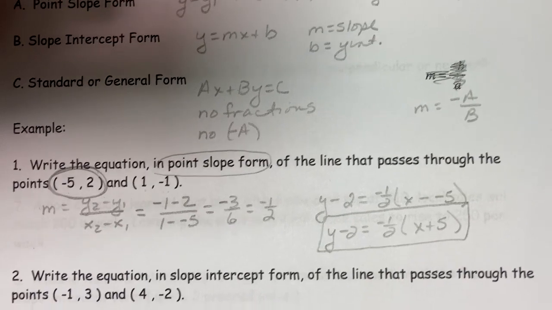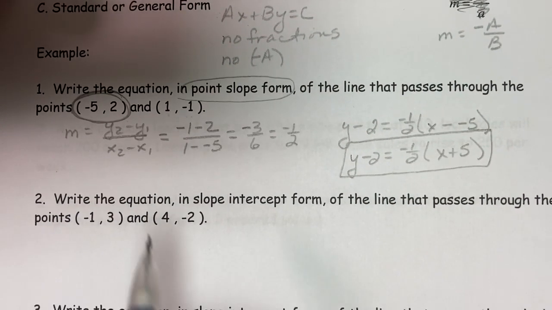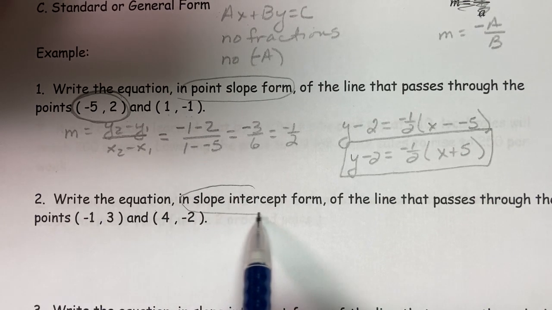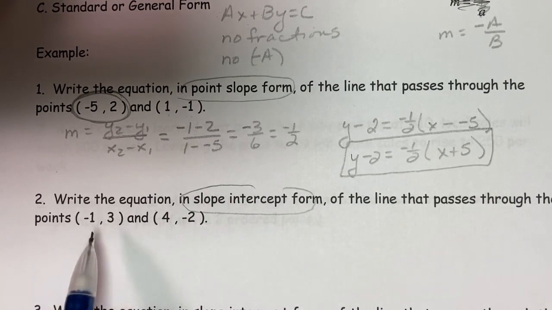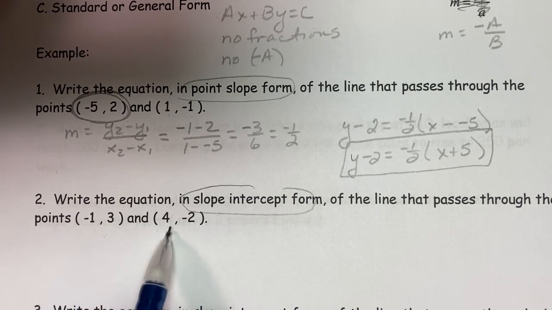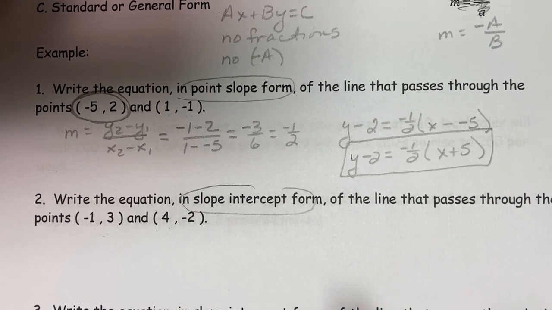So now, what happens if in number 2, it says write the equation, but this time in slope-intercept form of the line that passes through these 2 points. So again, remember what I said, no matter what form you're going to, you need 2 things. You need a point, which we have a bonus here. We're going to choose one of them, and you need the slope.